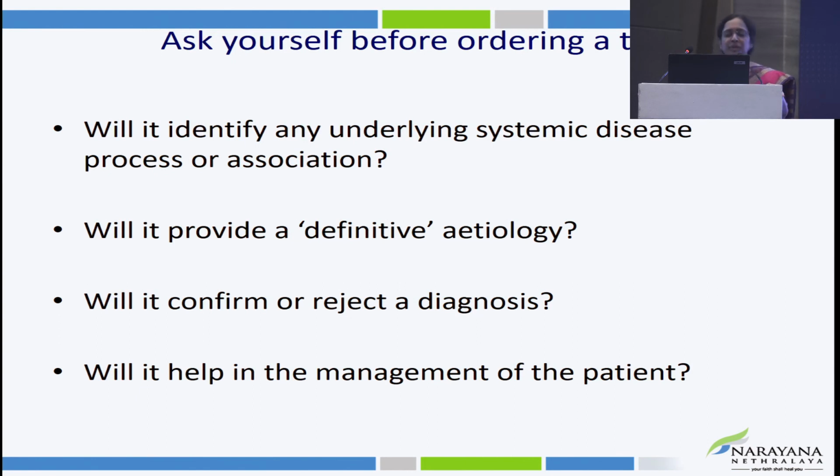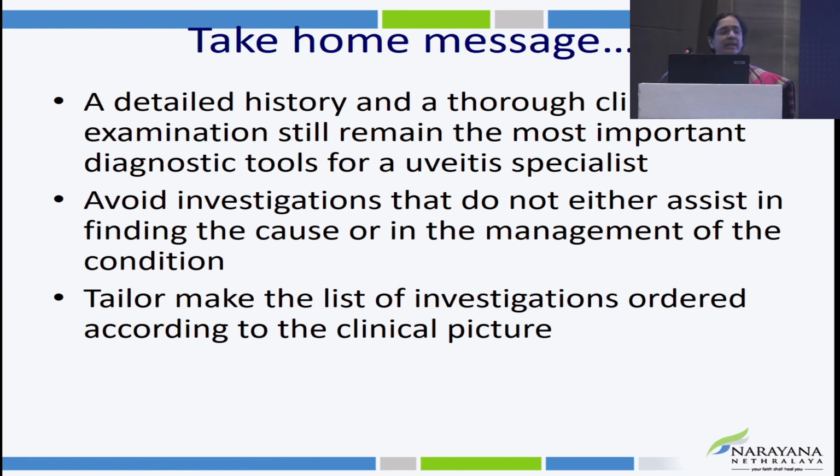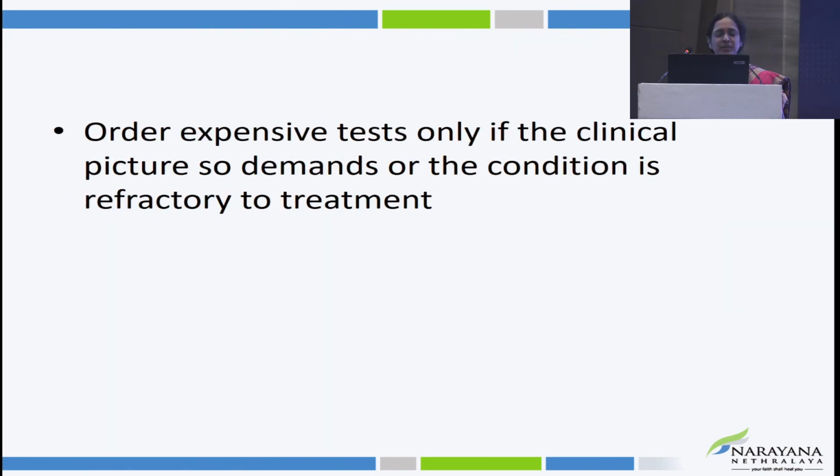Whenever we order a test, we should ask: will it identify any underlying specific systemic disease process or associations? Will it provide a definitive etiology, or is it going to confirm or reject the diagnosis, or is it going to help the management of the patient? We have to ask these questions before ordering any expensive investigations. To conclude, a detailed history and thorough clinical examination still remain the most important diagnostic tools. Avoid investigations that do not assist in finding the cause or management of the condition. We need to tailor-make the list of investigations according to the clinical picture. Order expensive tests only if the clinical picture demands or the condition is refractory to treatment.